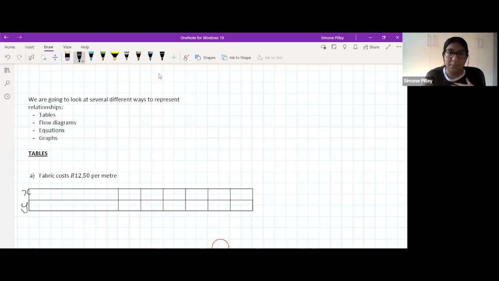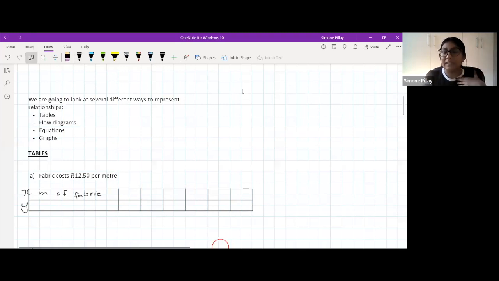So what was my input? My input here is going to be, is it going to be my cost or is it going to be my meters of fabric? I think it is going to be, let's see if I can write in here, meters of fabric. Oh my word, guys, my handwriting, it's okay.